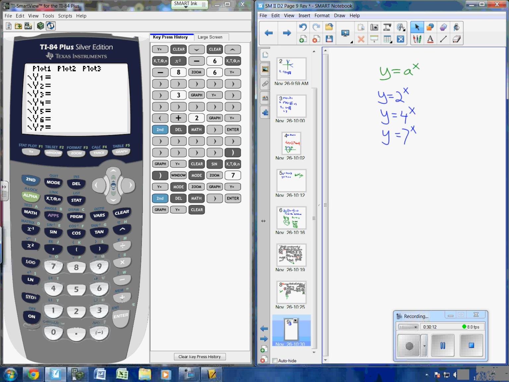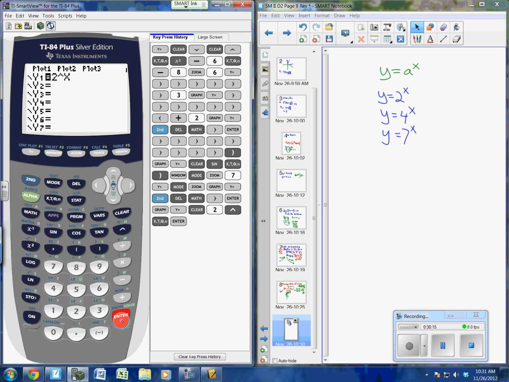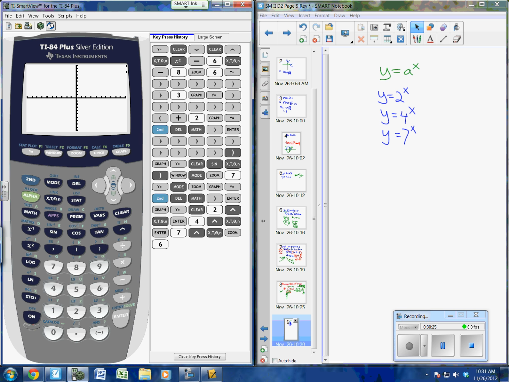2 to the x, 4 to the x, and 7 to the x. And I'm going to hit Zoom 6 to get a standard window. Which point do all of them pass through? 1 is not a point. I need an x and a y coordinate. (0, 1).